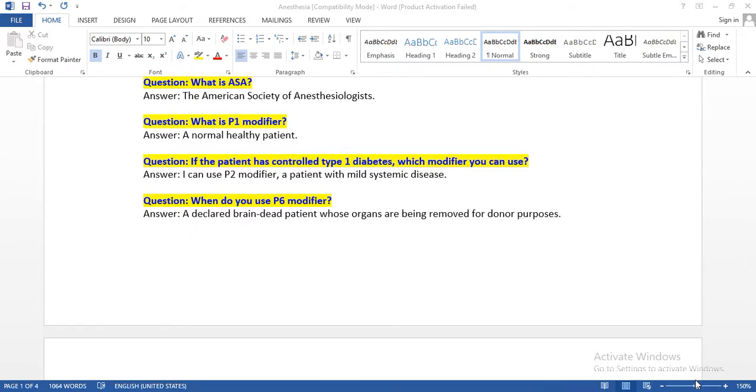What is ASA? Answer: the American Society of Anesthesiologists. Next question: what is P1 modifier? Answer: P1 modifier means a normal healthy patient. Next question: if the patient has controlled type 1 diabetes, which modifier can you use? Answer: I can use P2 modifier, a patient with mild systemic disease.